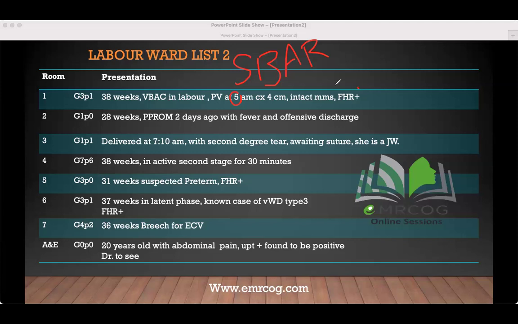Send blood, because for any VBAC in labor you have to send the full blood count and group and save, and make sure that you have a cannula. Right, my dear? And her progress of labor should be on a partogram, or document the examination findings on the partogram. Then move to the next. We don't need anything else.